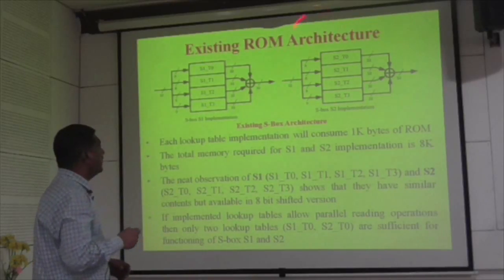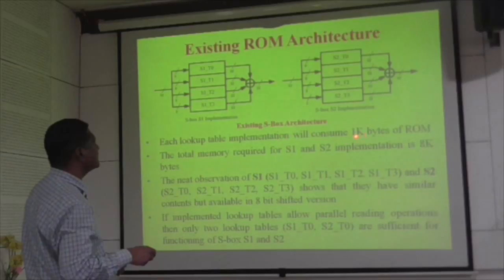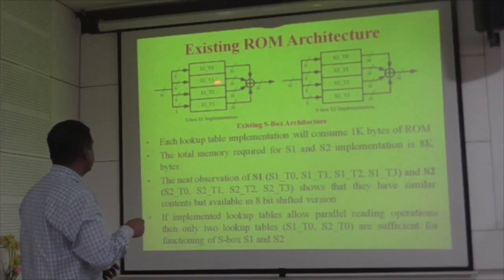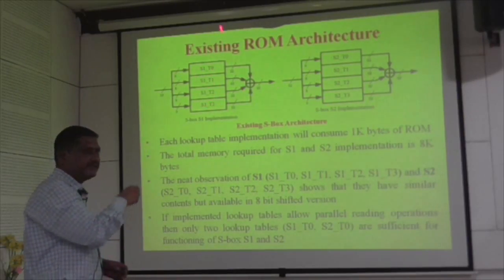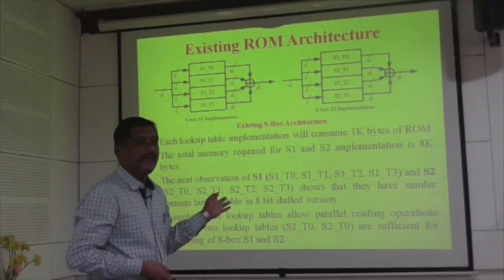Similarly, in the existing ROM architecture, one memory requires 1 kilobyte of ROM. This is 1K, 1K, 1K, 1K, means in all we need 4K here and 4K here, that is 8K ROM is required for the design of the S-box.